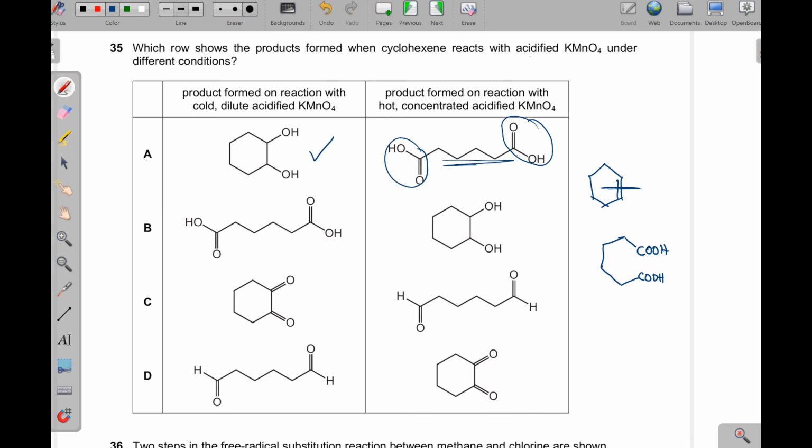So this is what we get under the oxidation when it is hot, concentrated, okay, and acidified. So this is it. So our answer has to be this A here. I don't even need to look at anything else. This is a diol. We don't get a diol when it is hot concentrated. You see that? I don't need to look at others.